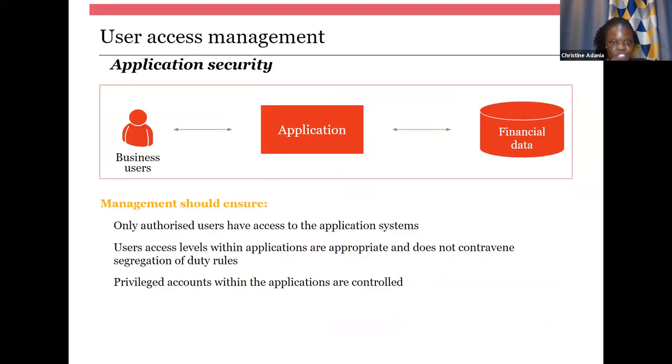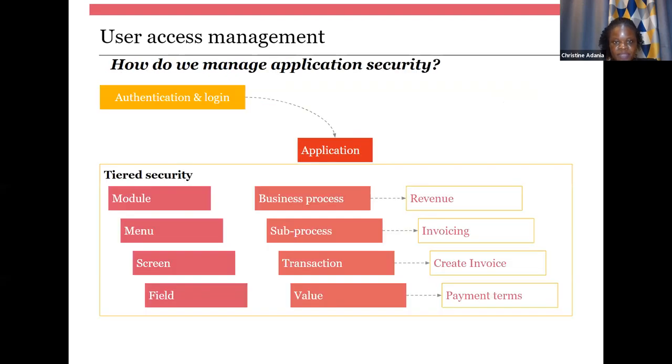So if I come back to application security, like I said, we're looking at the objectives of those controls. So we're ensuring that only authorized users have access to those applications. If you keep these objectives in mind, you will be able to pick out those gaps. You'll be able to know which controls are designed and operating effectively. So, privileged accounts within the application are controlled. We already spoke about use of privileged accounts.